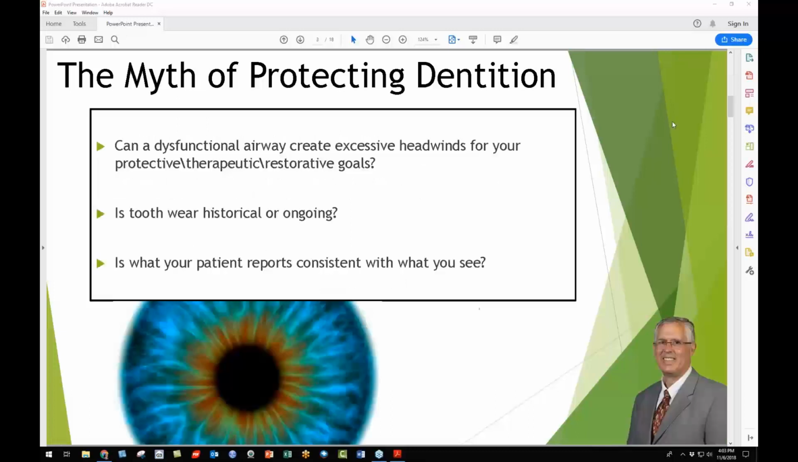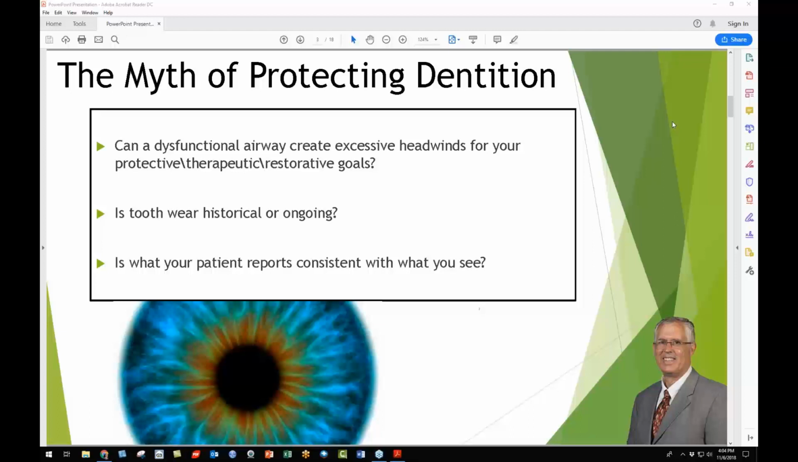The myth of protecting dentition. So today we're going to talk about three broad categories. One, can a dysfunctional airway create excessive headwinds in your protective, therapeutic, or restorative goals? It's a very broad question, and it's almost a rhetorical question, but it's a perspective that we're going to talk about today that is relatively new, and in light of now that we're measuring the interaction between the airway and parafunction, I think it's safe to say that there are some safeguards and planning that we can do based on this new information that we're able to garner.